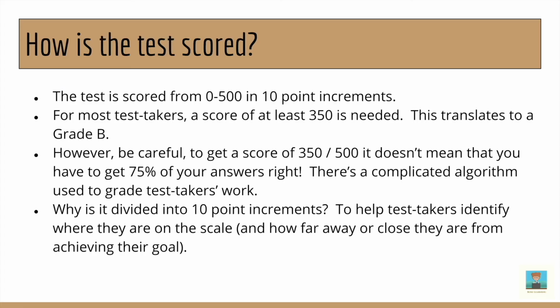As I say, the test is scored between 0 and 500 in 10-point increments, and for most test takers a score of at least 350 is needed, which translates to a B. Be a little bit careful though, because to get 350 out of 500, it doesn't mean that you need to get exactly 75% of your answers right. There's a complicated algorithm that goes into it, and there are various ways that this is worked out, but you should be aiming to get at least 360 to be comfortable before taking your test.